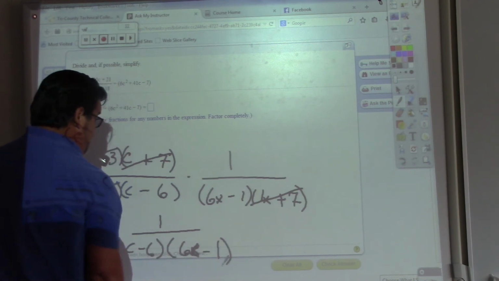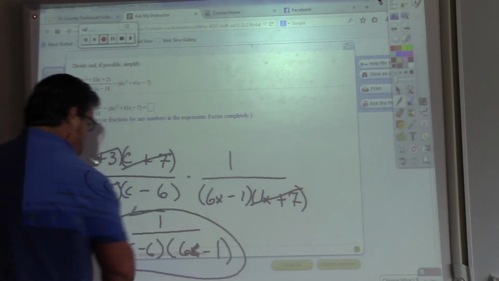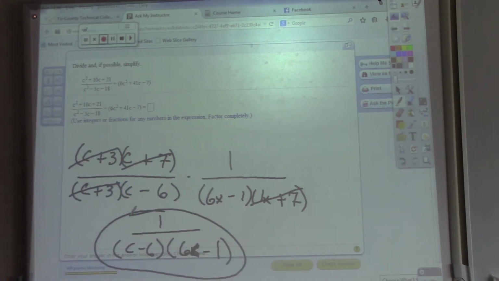And yes, if you put X on the test, I don't care. I'm just checking you, just as long as you know the algebra. I don't care whether you have a brain lapse and put x minus 6 times 6x minus 1. That's not a big deal.